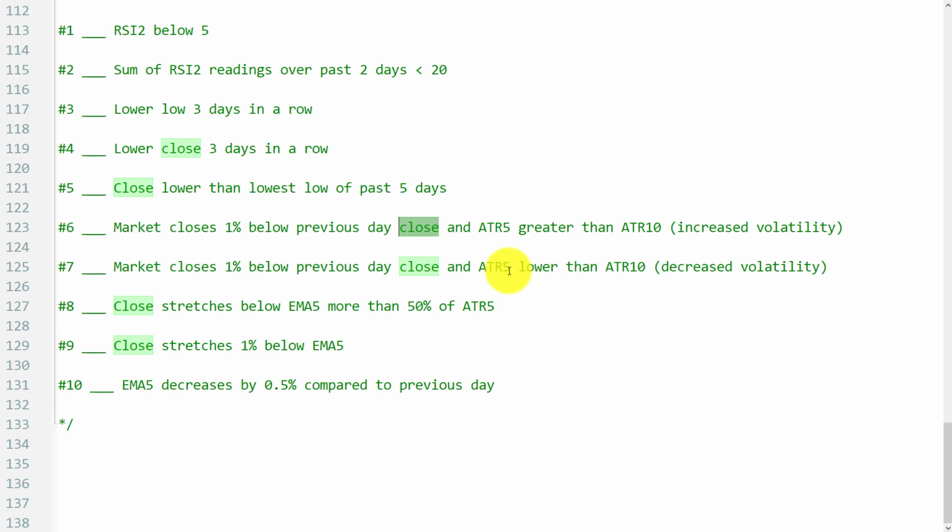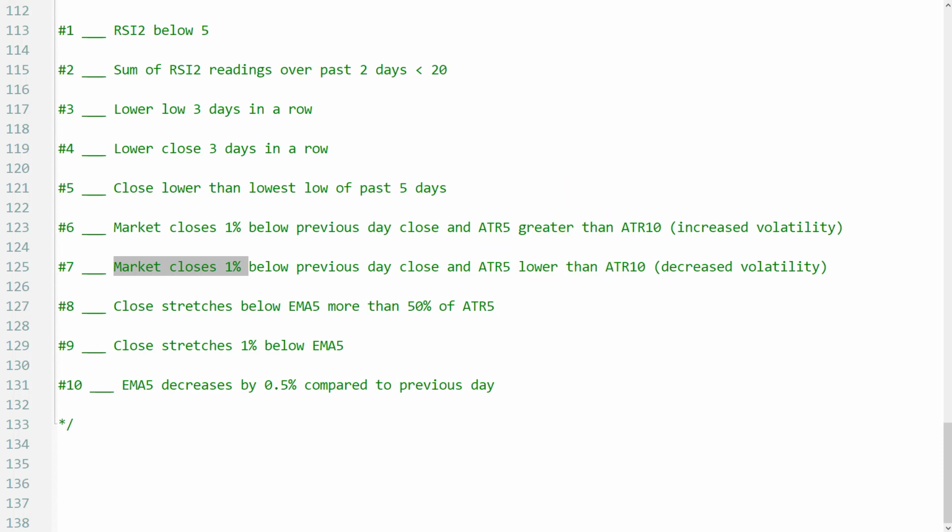And at the same time, the ATR, which is an indicator that measures the volatility in the market, the shorter term, or the ATR 5, is greater than ATR 10. Number 7 is that market closes 1% below previous day's close, so identical to number 6, but we want to see ATR 5 being lower than ATR 10.